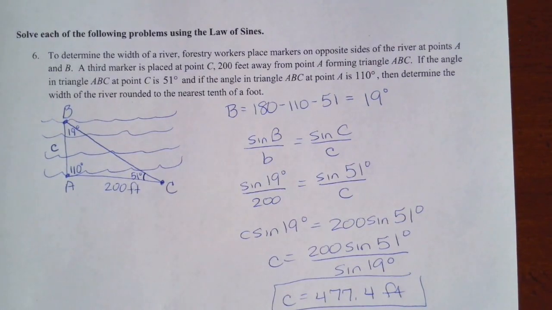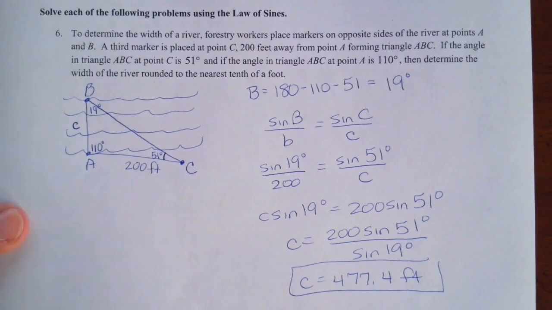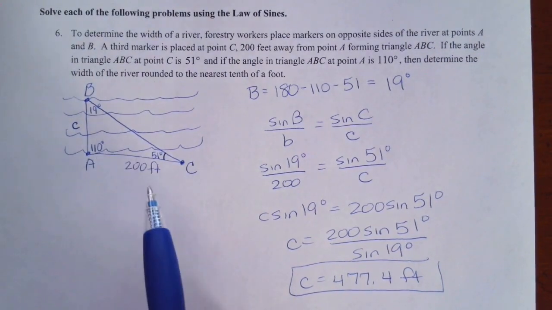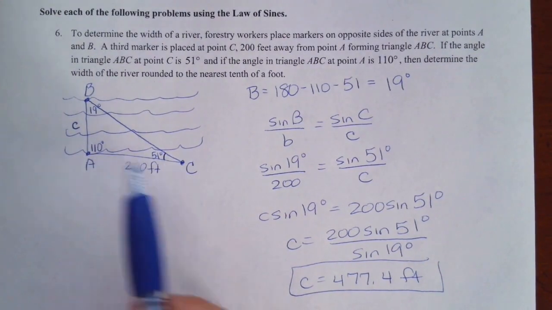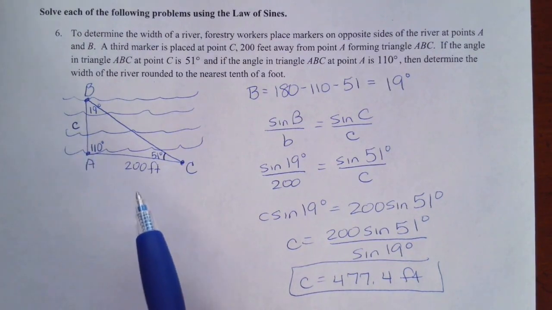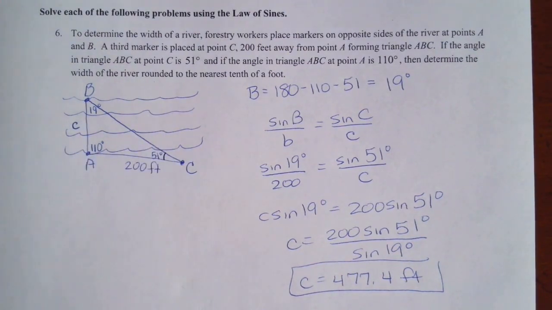Okay. And again, that seems accurate because side angle B was the smallest, so this should be bigger than 200, and it was. And then if we had to find side A, that should be the biggest side. Okay?